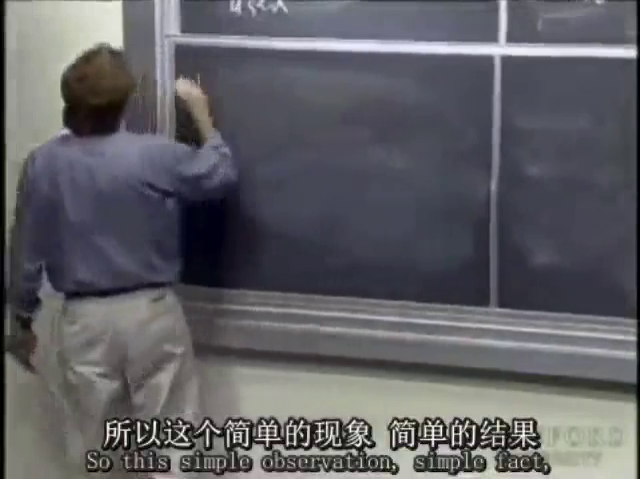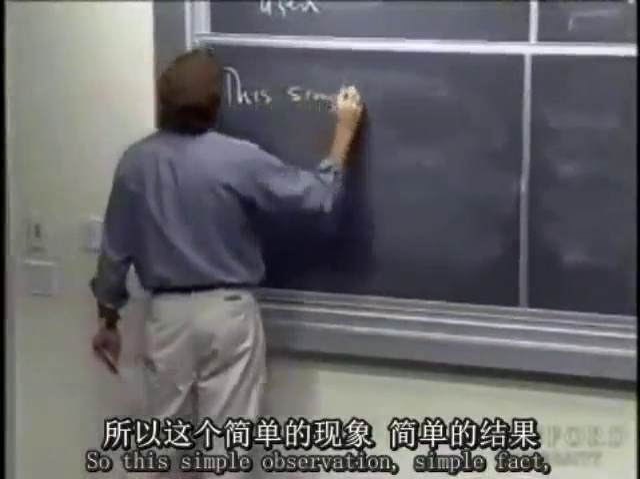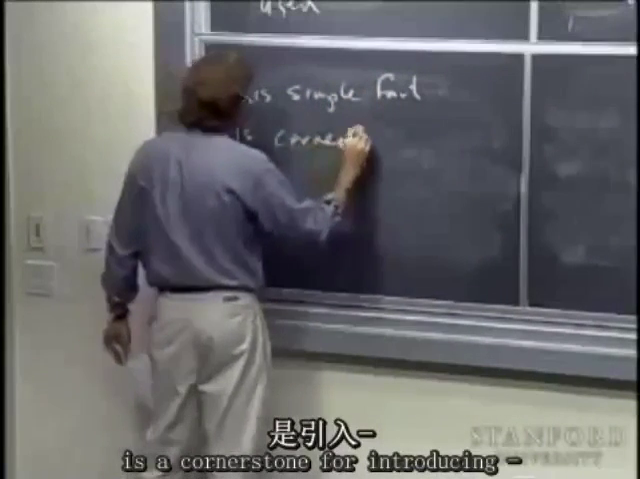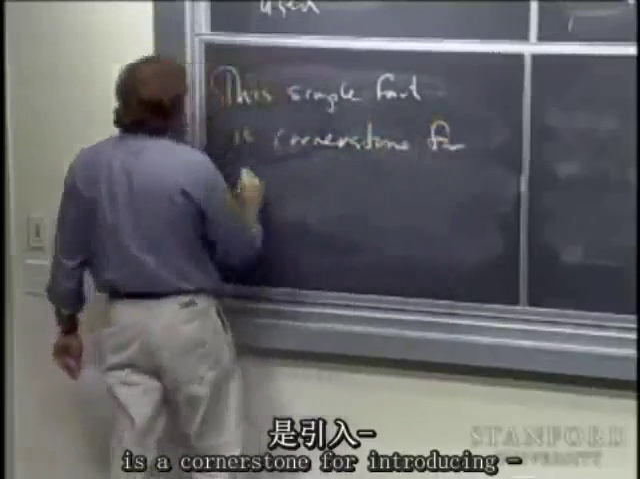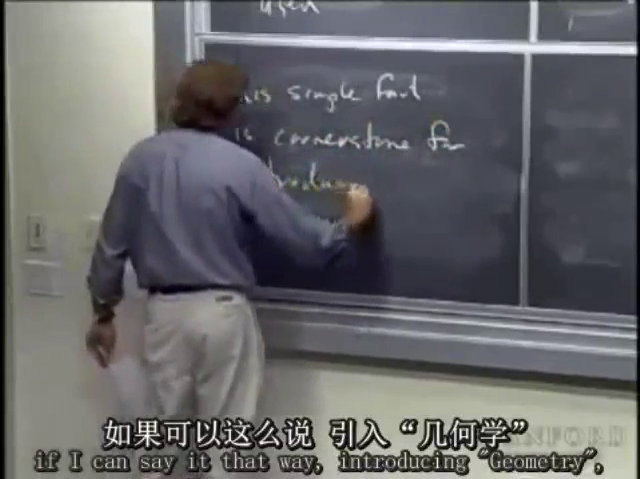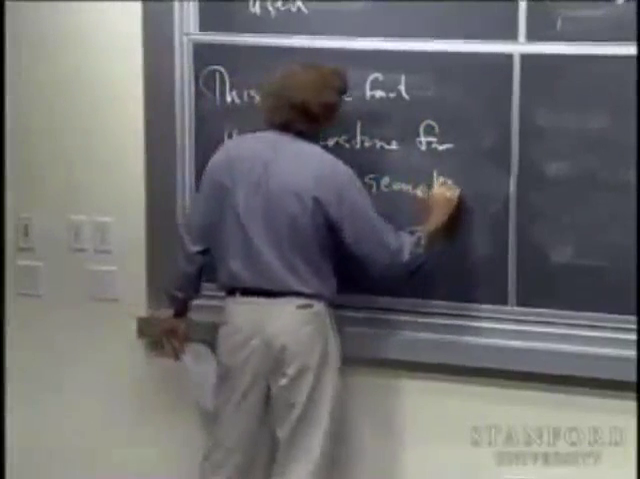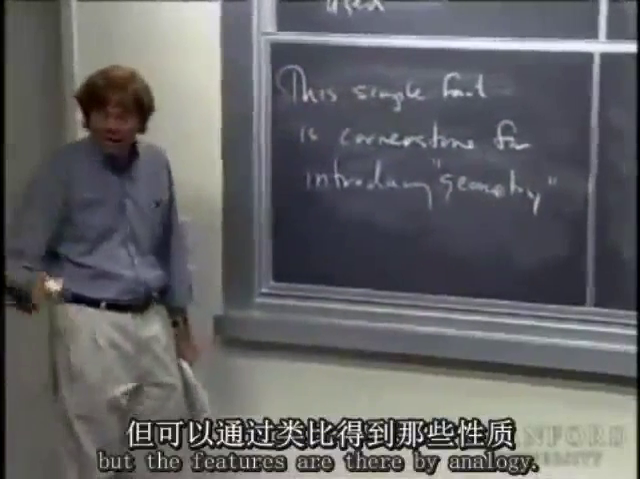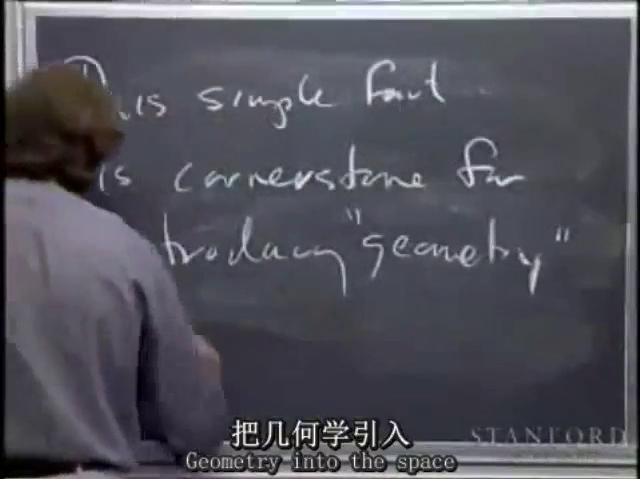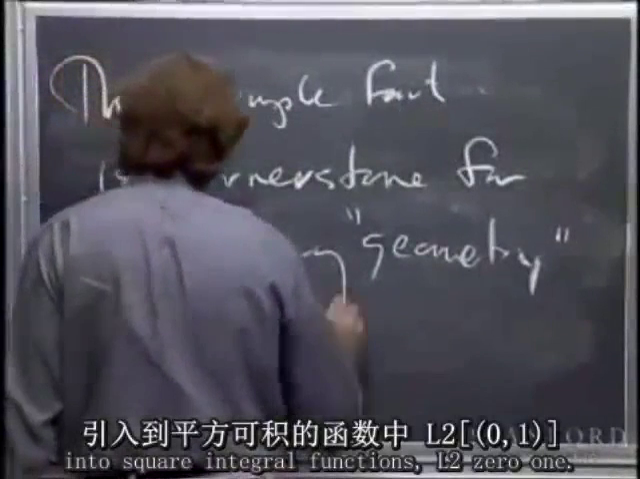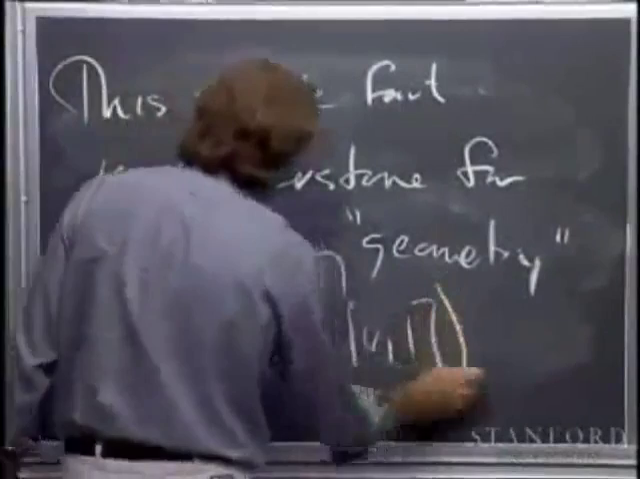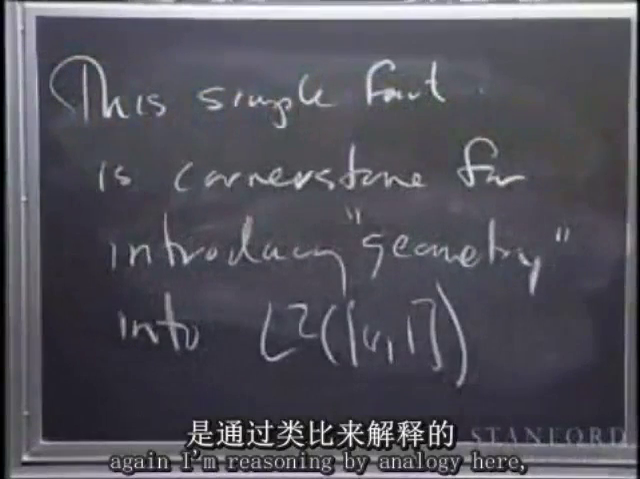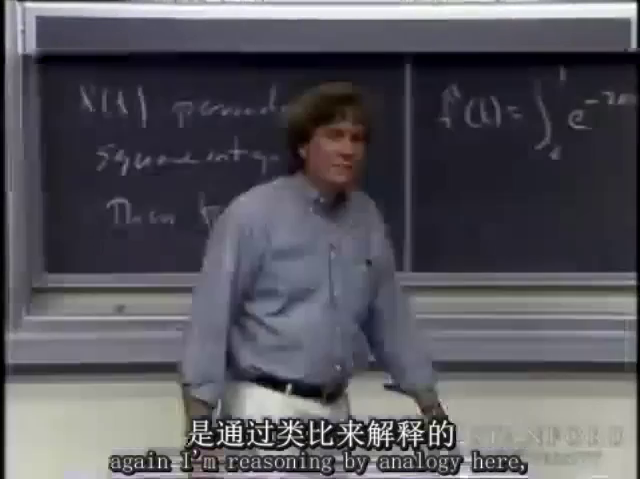So this simple observation, simple fact, is the cornerstone for introducing, if I can say it that way, geometry. I'll put it in quotes because it's geometry like you don't usually think of geometry, but the features are there by analogy. Geometry into this space, into square integrable functions, L2 of 0, 1. And when I say introduce geometry, again, I'm reasoning by analogy here, although it's a very powerful analogy.